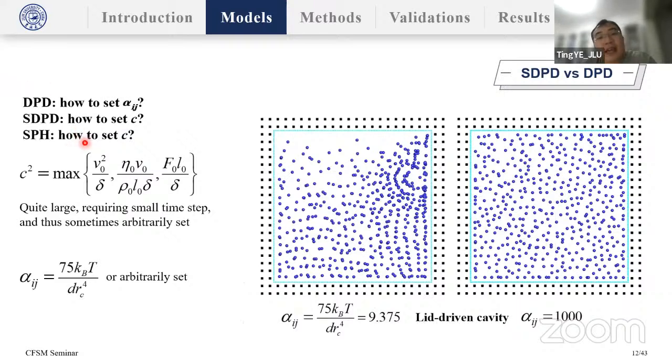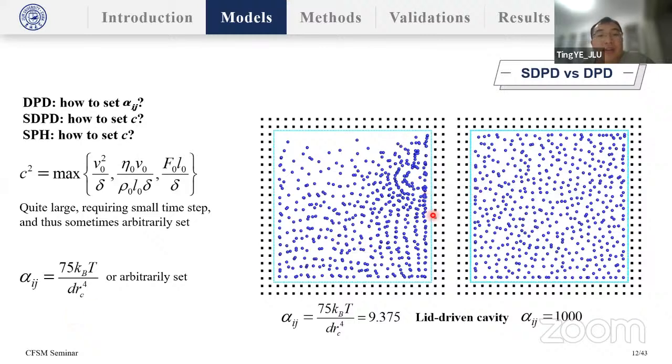In SDPD and SPH, the sound speed C is set based on this formula, which is well known as the CFL condition. In general, this formula gives a very large C, requiring a small time step, and thus sometimes one will set it arbitrarily. In DPD, alpha is set by an empirical formula or even set arbitrarily. Actually, this empirical formula is not accurate enough.